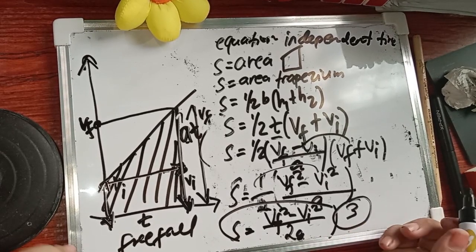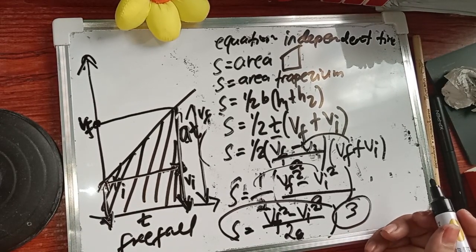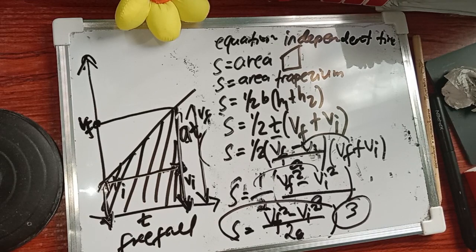Sometimes this is 2g instead of 2a for free fall problems. Alright, it is for deriving kinematic equations.